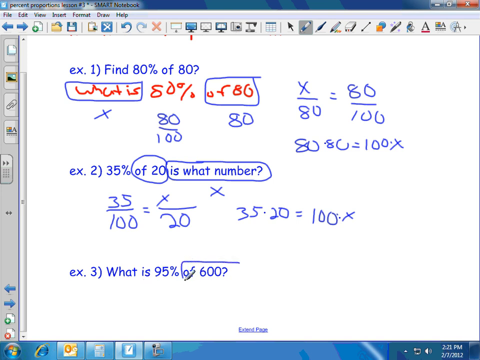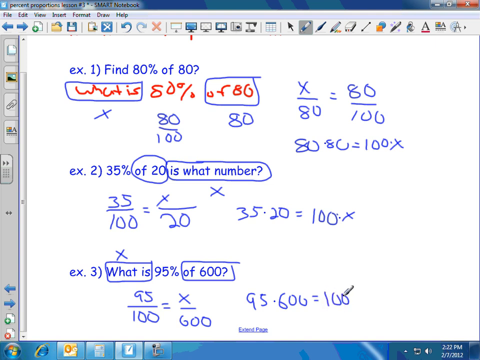All right, so here again we see the of. Here we see the is. So notice what again is what we don't know, so let's assign that the x value. So set up the proportion. 95 over 100, so my part to my whole of my percent, equals x over 600. Okay, so notice part to whole equals part to whole. So set up your cross product, so 95 times 600 is going to equal 100 times x.